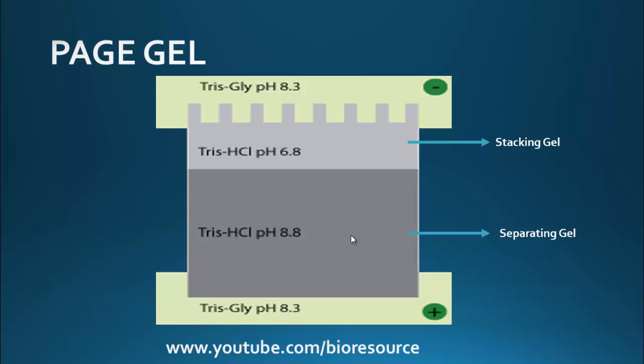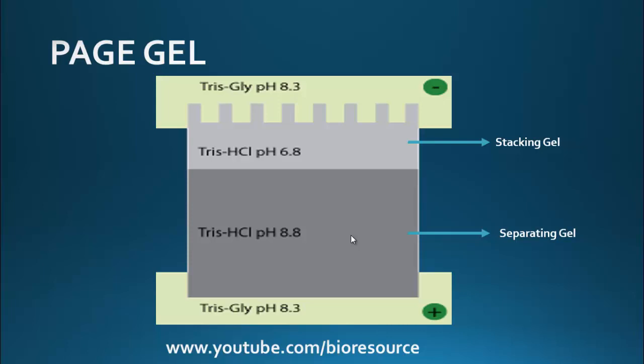Stacking gel is usually 1 to 2 cm long, whereas the separating gel usually is 10 to 12 cm long. The protein is loaded into the wells in the stacking gel, and an electric field is applied. The protein will move through the stacking gel and enter the separating gel, and in the separating gel the proteins will get separated based on the size of the protein.